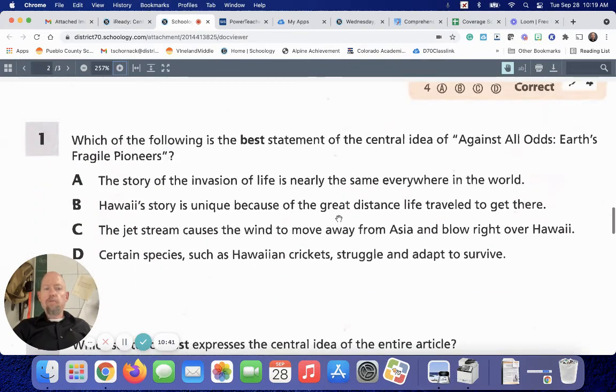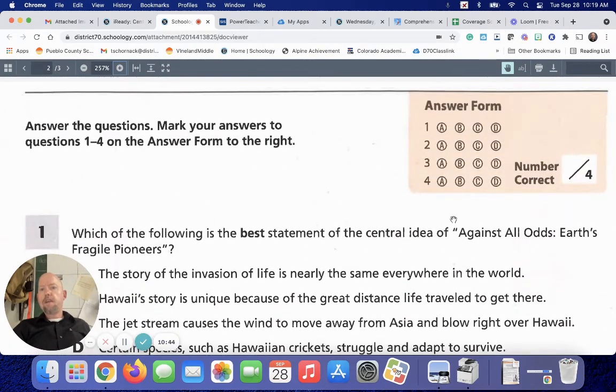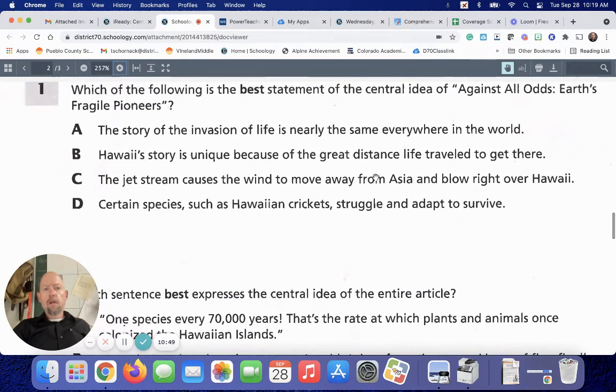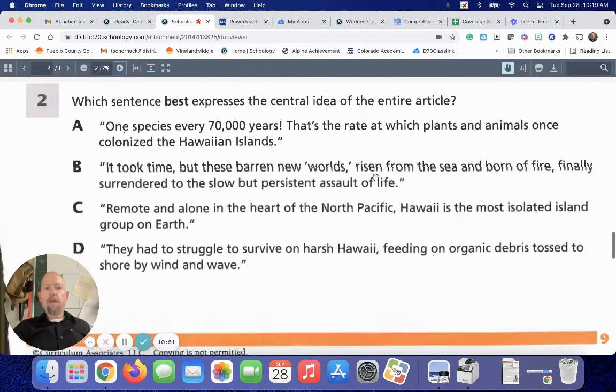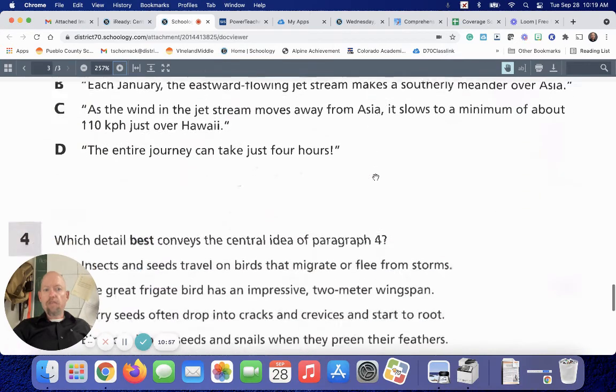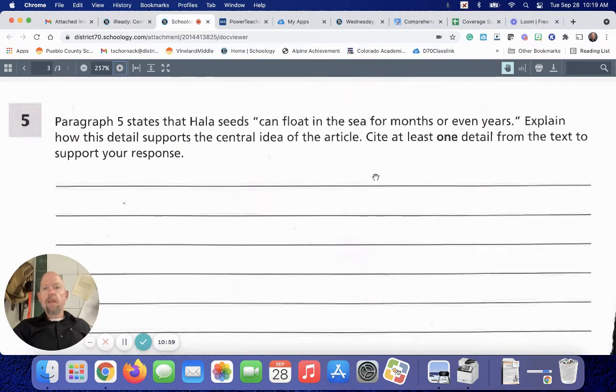So now again, you guys will circle. I don't want you guys to do the little answer form up there. I'll have my aides do that for you. I want you guys to circle the answer you believe is the correct answer for questions 1 through 4. Then again, you guys are going to explain how paragraph 5 states that the hala seeds can float in the sea for months or even years. Explain how this detail supports the central idea of the article and cite at least one detail from the text to support your response.